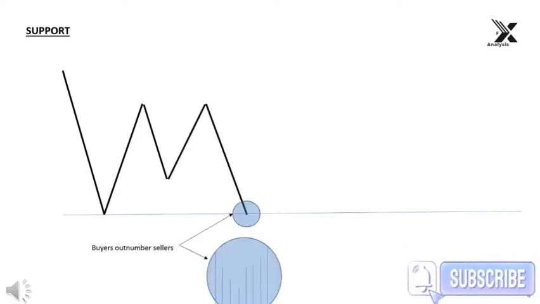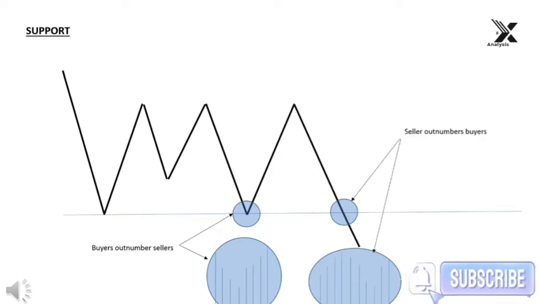A quick recap on what a support is. It's a virtual line drawn with historical lows. The currency's price doesn't want to fall below this line. When the price hits this level, if there are more buyers than sellers, the price bounces off the support level. But if there are more sellers than buyers, the price falls below the support level, a break, and this level can become a resistance level in the future.